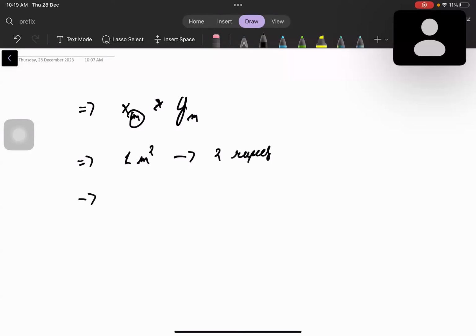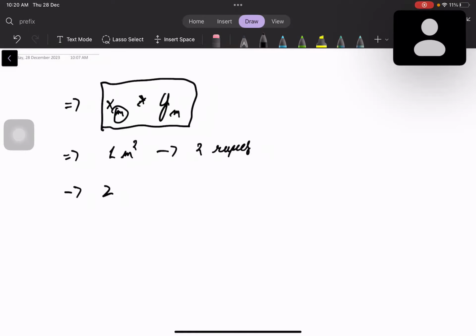Now Chef has Z rupees. We should say how many walls of dimension x into y, which are in meters, can Chef paint if he has Z rupees. Let's see how we can solve this question.